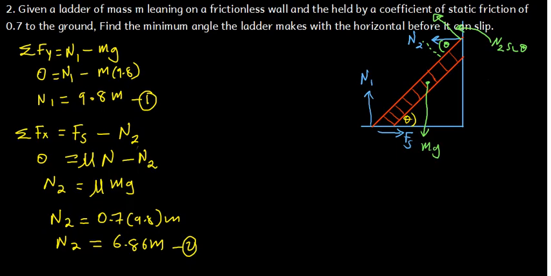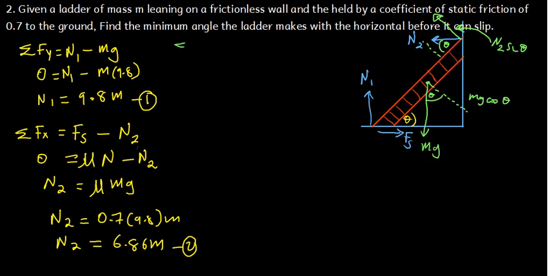For the weight, the mass times gravity, we're going to make a component which makes 90 degrees to the surface. And this angle here is also theta. Now we can see that this side is adjacent to the angle theta. So it will be mg cos theta.